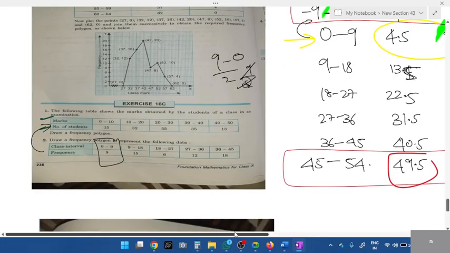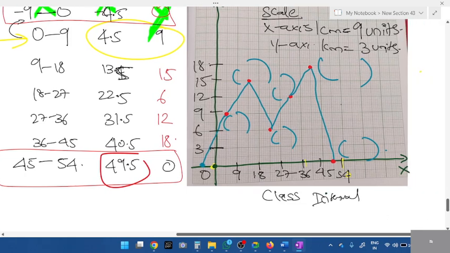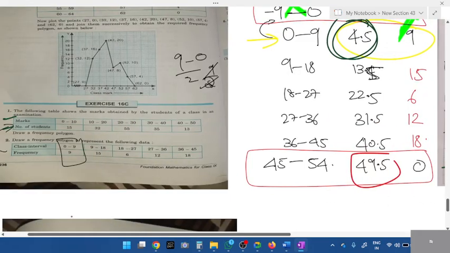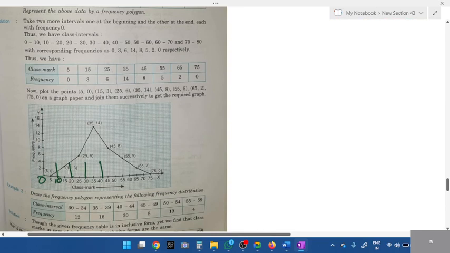Look here, I could have mentioned here, in between 9 and 18, what do we have? Not 4.5, 13.5. In between 0 and 9 we have? In between 18 and 27 we have? 22.5. Doesn't it look clumsy if I write all these things? So don't write that. See, this is what they have marked. Look at the calculation.